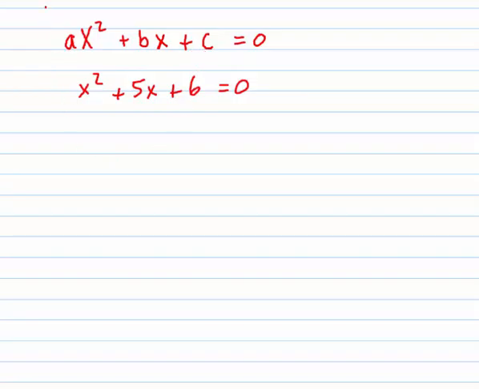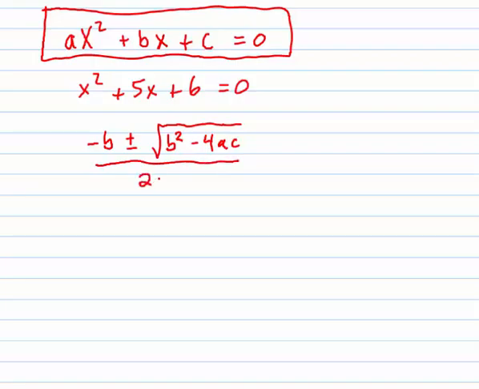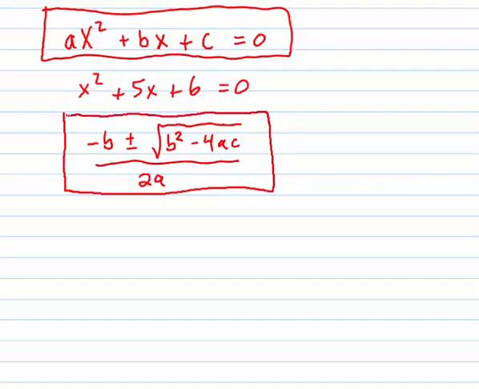For this general equation to solve, the quadratic formula is just negative b plus or minus the square root of b squared minus 4ac all over 2a. This is the quadratic formula. Okay, and it solves every single quadratic equation. So let's do a couple of examples.